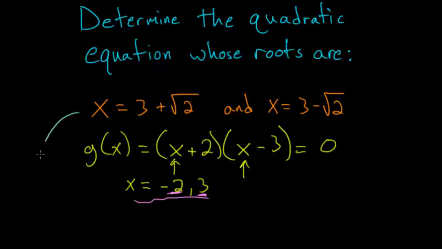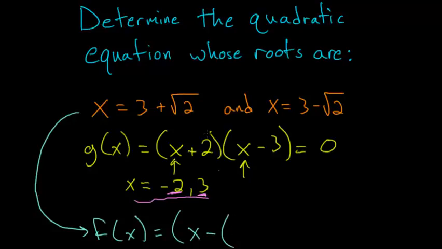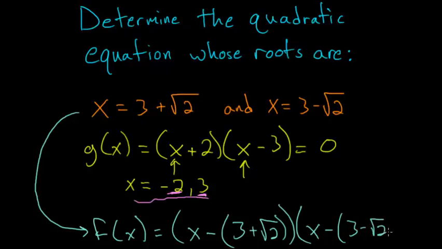So our function, we can call f of x, would be equal to x minus the first root, which is 3 plus root 2, multiplied by x minus the second root, which is 3 minus root 2. So now we just have to multiply these two sets of parentheses out.